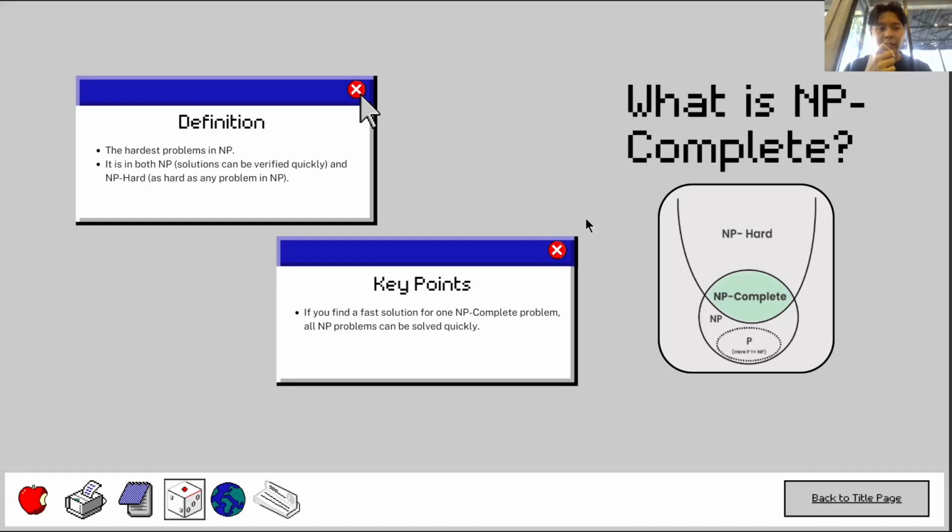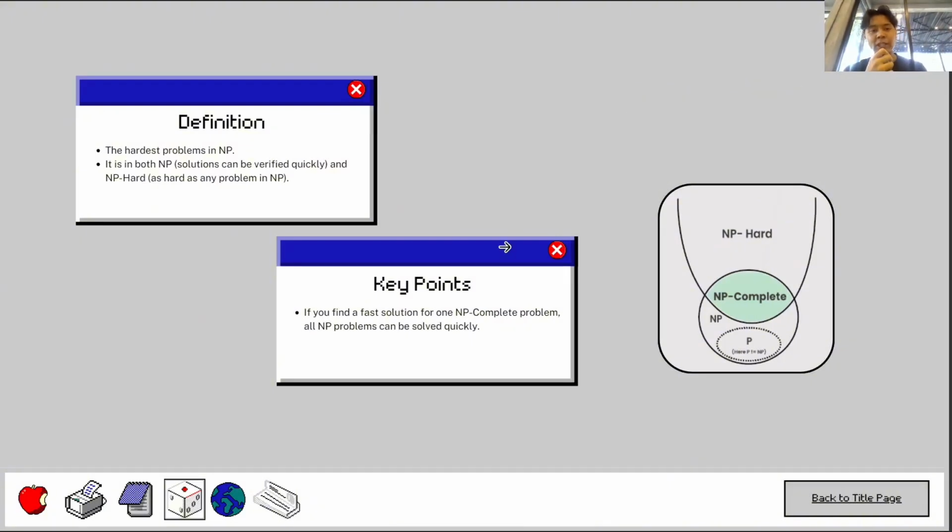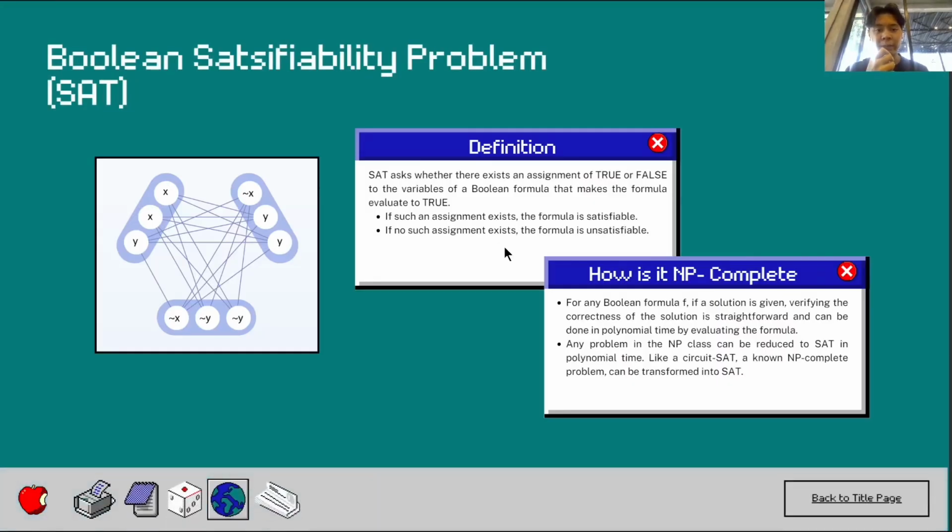Here's why they matter. If we find a fast solution to one NP-complete problem, it would mean that every problem in NP could also be solved quickly. Solving these problems efficiently would fundamentally change the way we approach computation. This diagram in the PowerPoint right now shows that NP-complete problems intersect between both NP and NP-hard. They sit at the heart of computational complexity because they connect the hardest solvable problems in NP with the broader challenges of NP-hard problems.